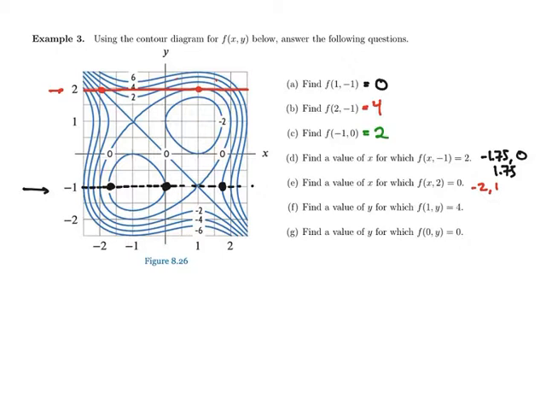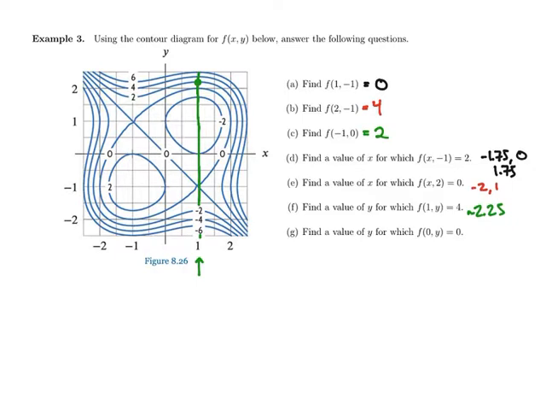And let's do the same thing with cross sections in the other direction now. So let's look at a cross section, find a value of y for which f of 1, y equals 4. That means that x is fixed to be 1. And we want to find a value for which that is equal to 4. There seems to be only one option here, and that is going to be up there. So x is 1. What is the y value that gives us a function value equal to 4? That's going to be a little bit more than 2, maybe 2.25 about.